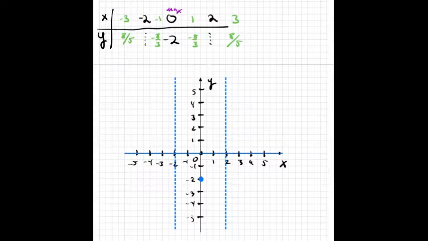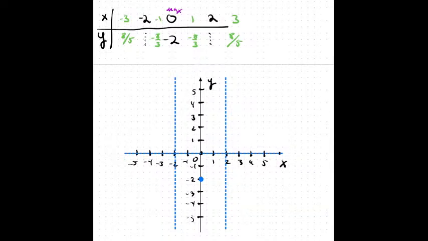Now, the way I kind of used to do this in the past, for instance, negative 3, when we let x be negative 3, we got a positive 8 over 5. So what is that, a 1 3/5? 3/5, a little bit past halfway. Let's do it like this. Okay. 1 3/5. So about there.